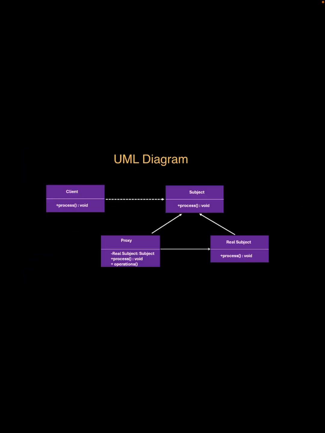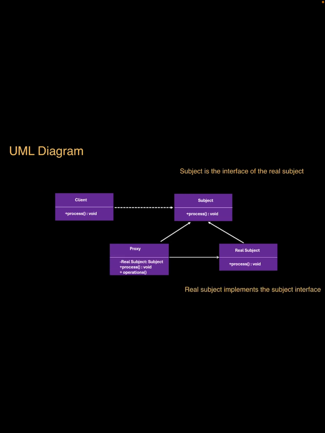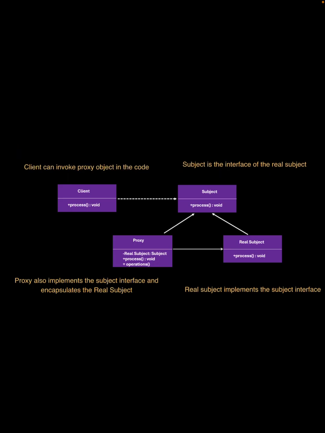This is the basic UML diagram for the proxy design pattern. Here we have the subject, the proxy, the real subject, and the client. The subject is the interface of the real subject, with the basic operations we want to perform. The real subject implements the subject interface, but the proxy also implements the same subject interface and encapsulates the real object. So the client can directly invoke the proxy object, and the proxy object performs the operations on behalf of the real subject because it has already encapsulated it.